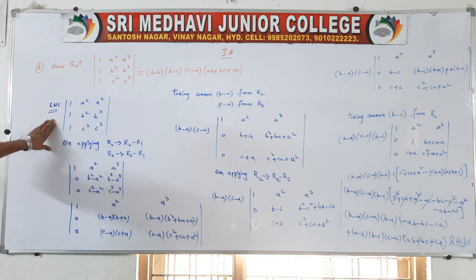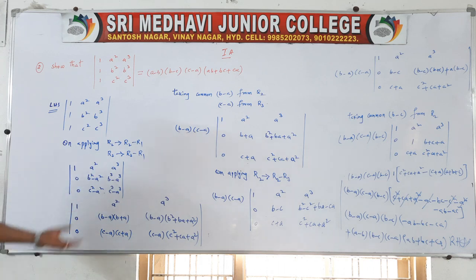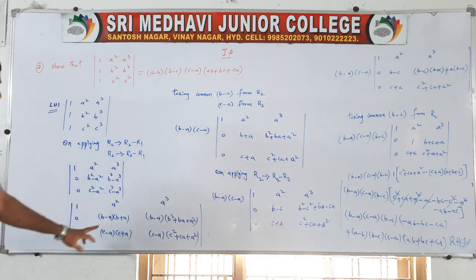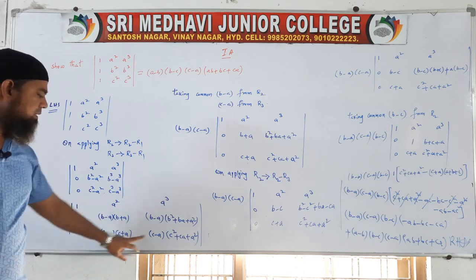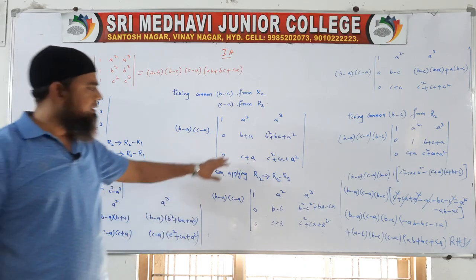See on the board again. This is our determinant. In this determinant, ones are present in the column, so we are applying row operations. R2 minus R1, R3 minus R1: 1 minus 1 is 0, 1 minus 1 is 0, B square minus A square, C square minus A square, B cube minus A cube, C cube minus A cube. Check it. Simply we are writing the formulas here. After writing the formulas, if you observe, B minus A common, C minus A common, we are taking common here. After taking common, this is the determinant.